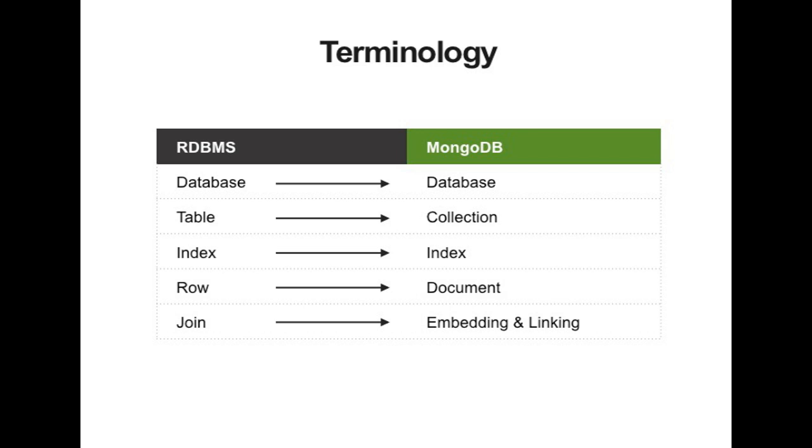RDBMSs employ joins to stitch together fundamentally simple things into larger, more complex data. In MongoDB, we use embedding, the term embedding, of data within other pieces of data and linking to produce the same kind of result. So most of what we're going to talk about today is how embedding and linking brings together data in a way that you need to use in order to produce this complex data.